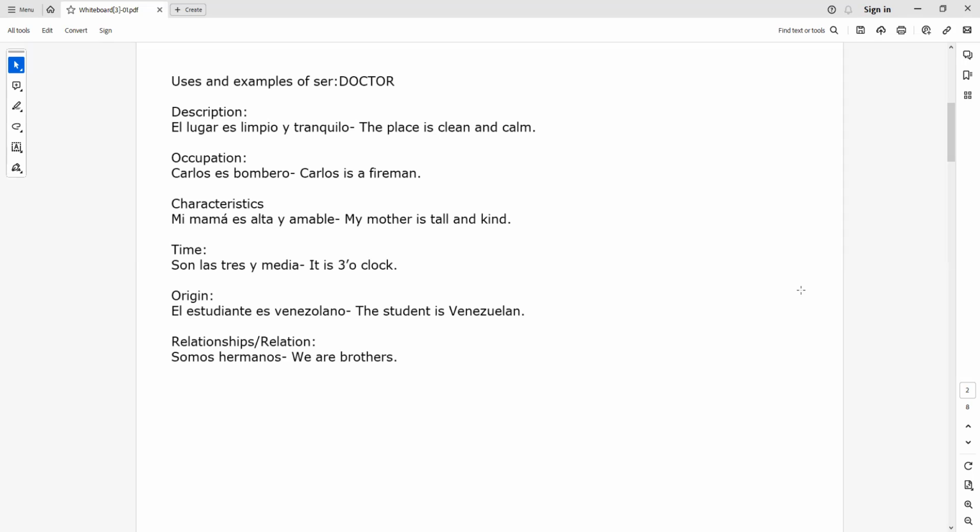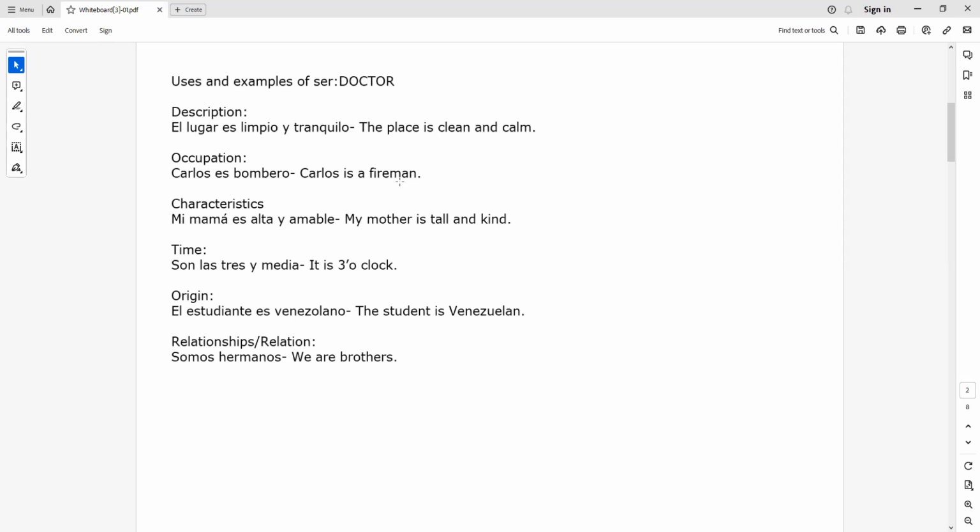It's also important to note that when you are talking about professions in Spanish, the a in English, for example, a fireman, or my dad is a police officer, that a does not translate. Or my uncle is an engineer, that a or an will not translate in Spanish. It will simply be the person, the verb, and the profession. Carlos es bombero. All right.